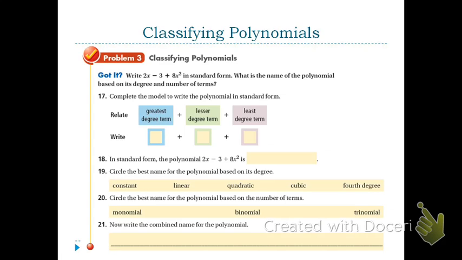Alright, so what you're essentially doing is writing these in standard form. Look at our example, 2x minus 3 plus 8x to the second power. Which one of those has the highest exponent on the variable? 8x squared. Yeah, the 8x squared. So we'd write 8x to the second power here. And then you go down from there. The next one that has a variable is the 2x. That would be to the first power. And then the one with the least degree would always be your constant, which in this case is -3.